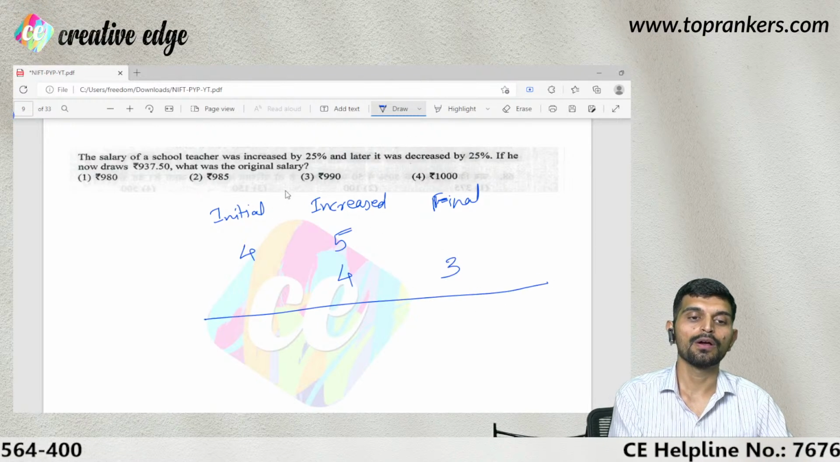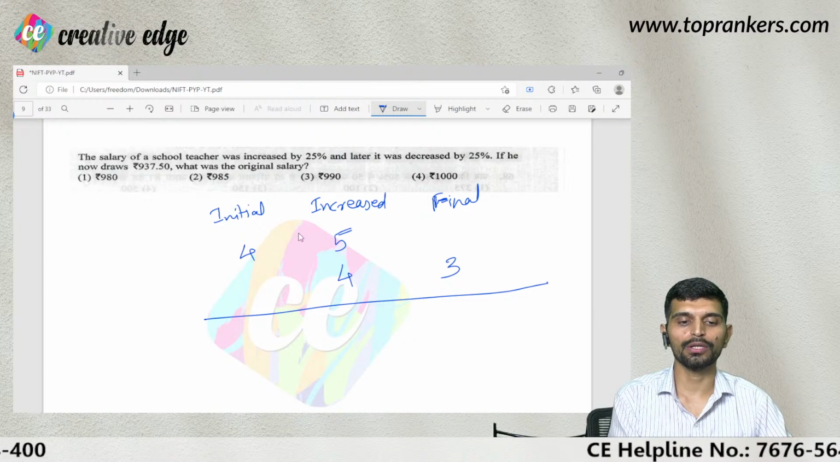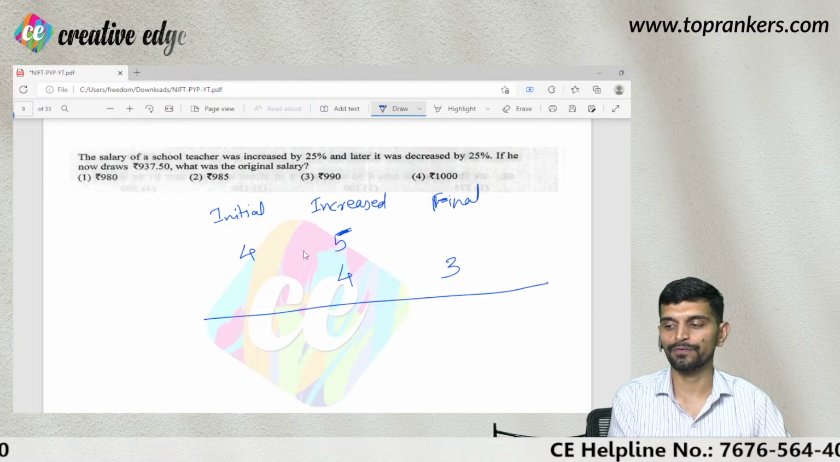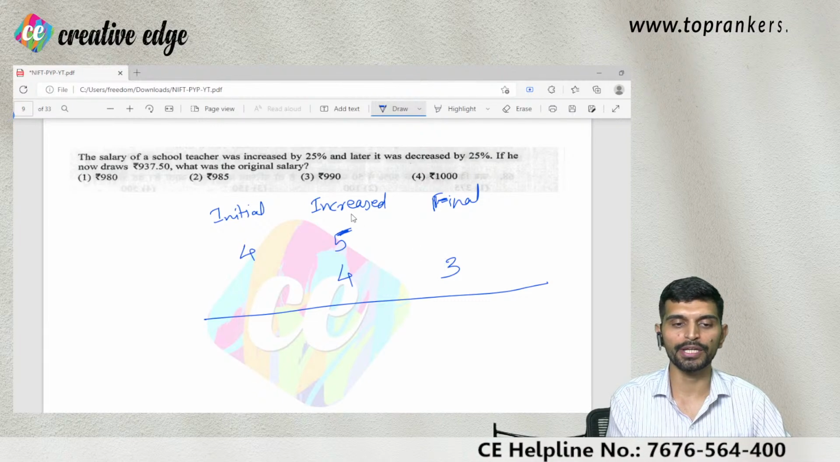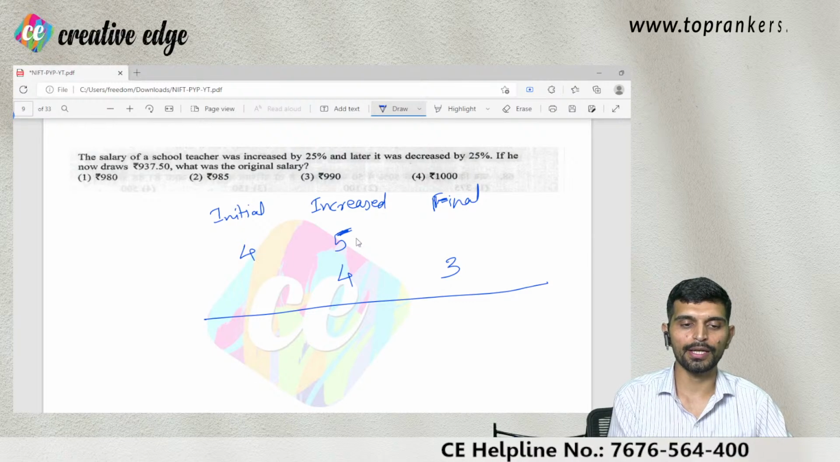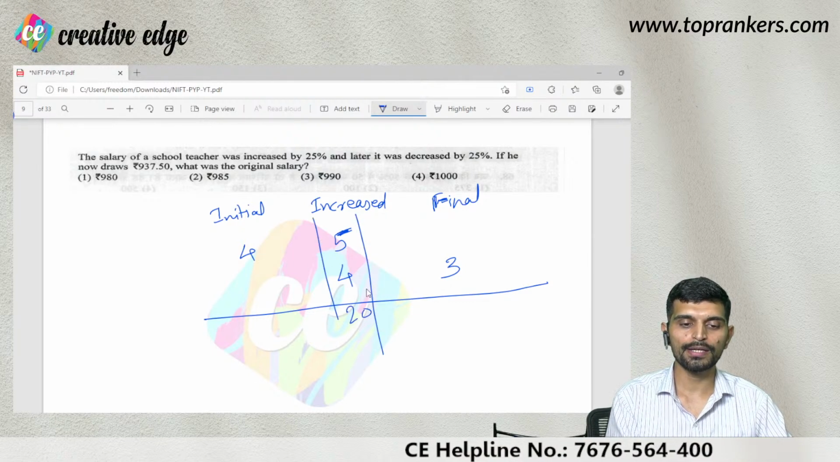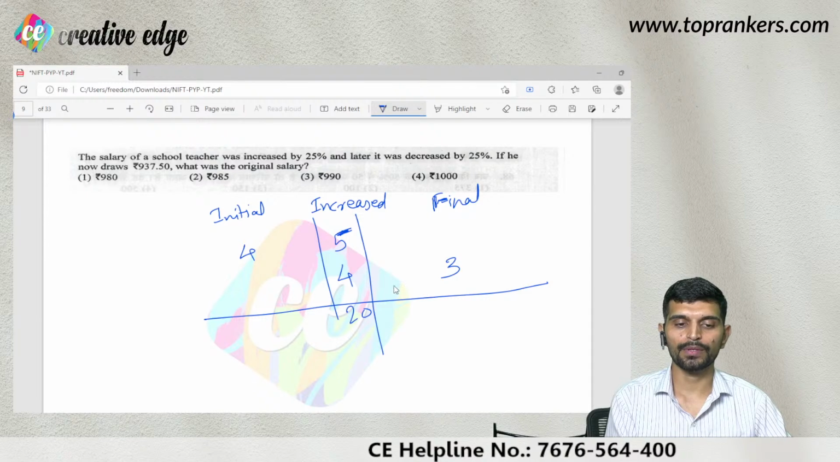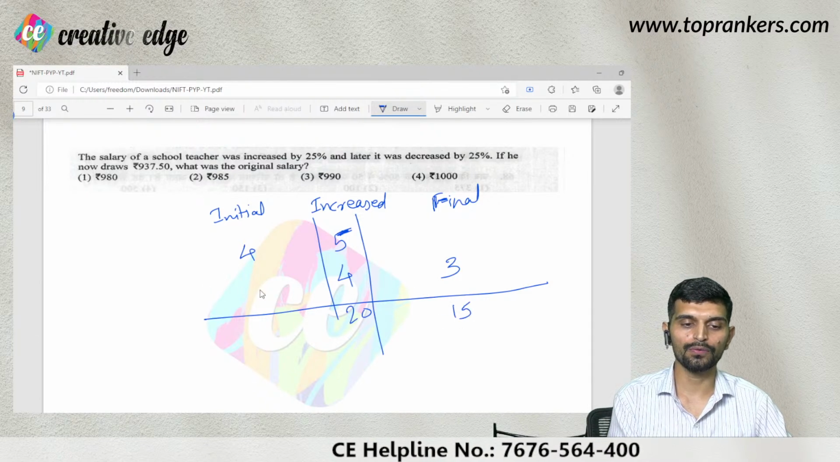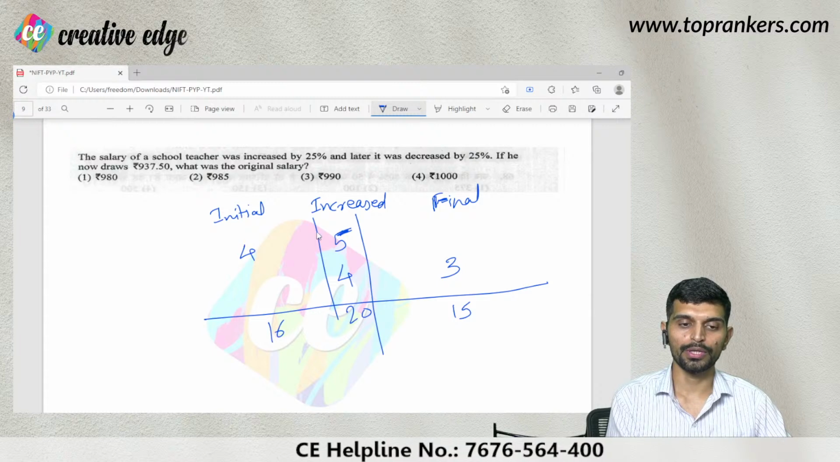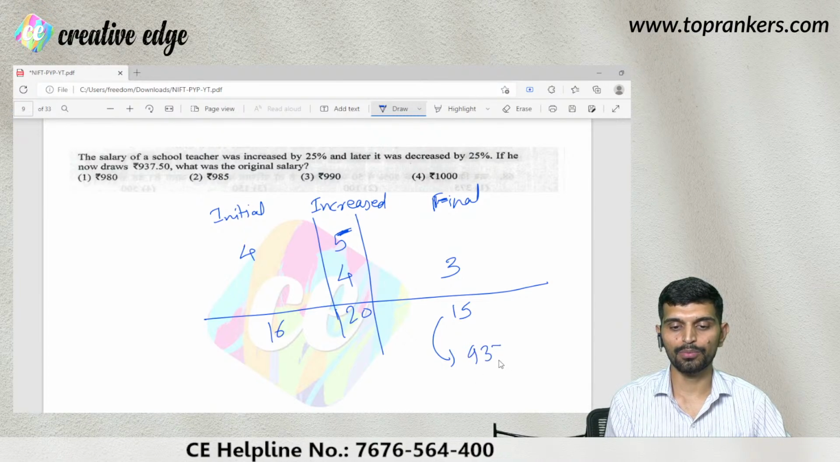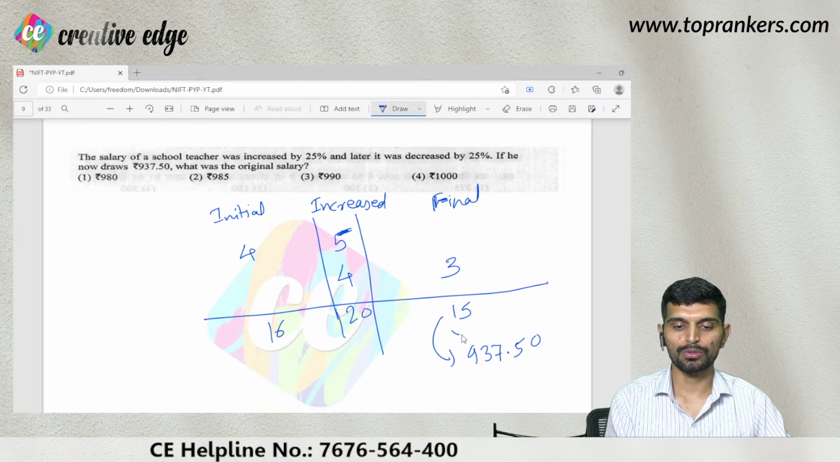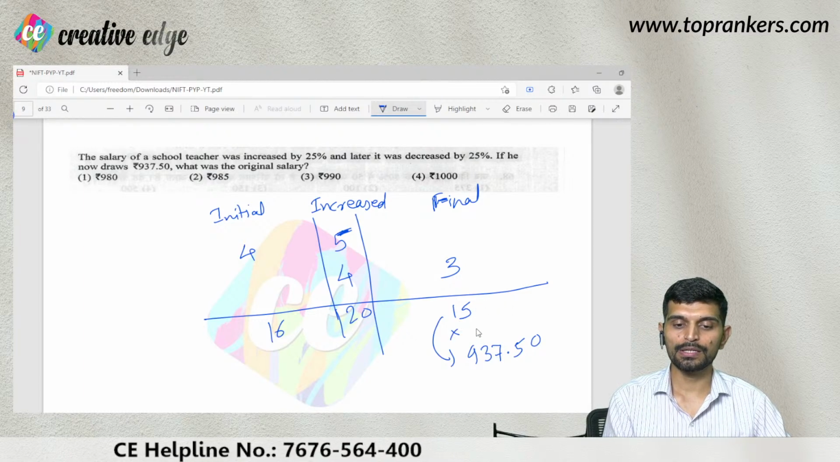25% increase, 1 can increase on 4. So 1 increase over 4, that is 4 to 5. And 25% decrease, 1 decrement over 4, that is 4 to 3. So 5 into 4, scaling, 5 into 4, 20. So thus 5 into 3, 15, and 4 into 4, 16. So original was 16, present is 15, right? So this is 937.50. So multiplier will be 15 6s are 90.